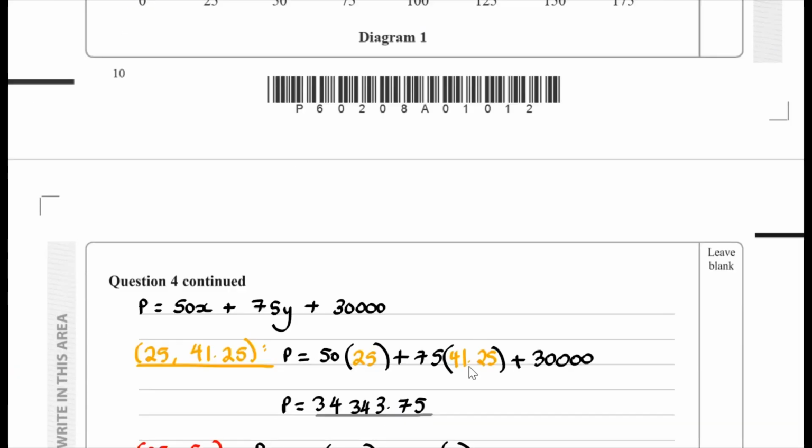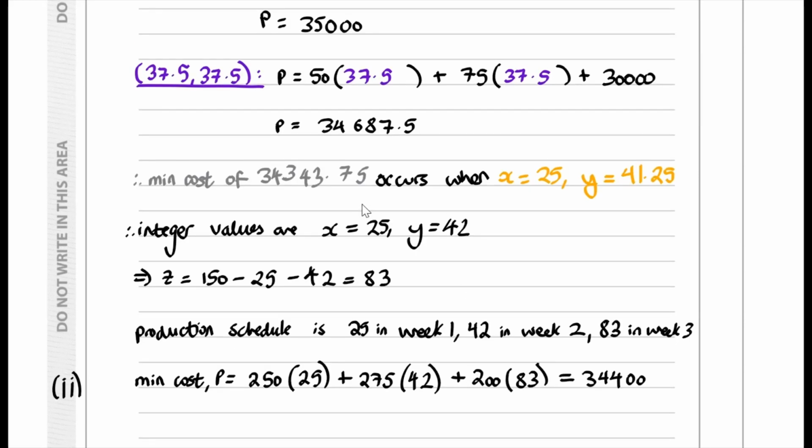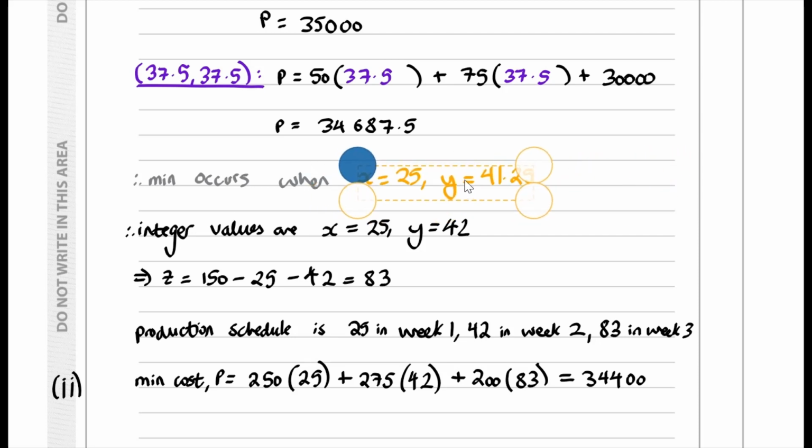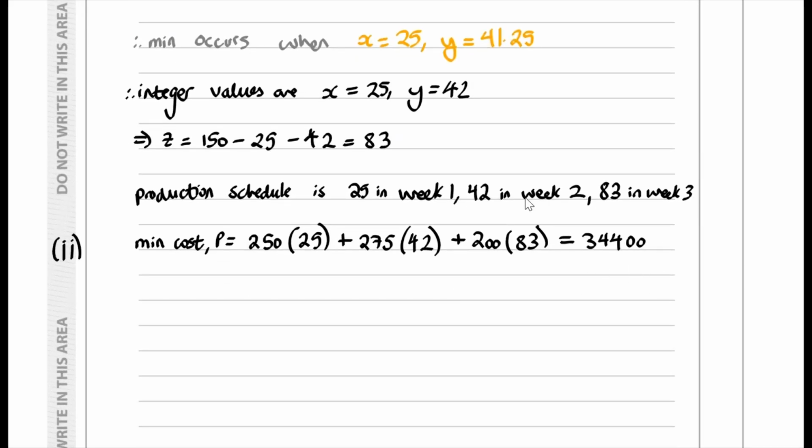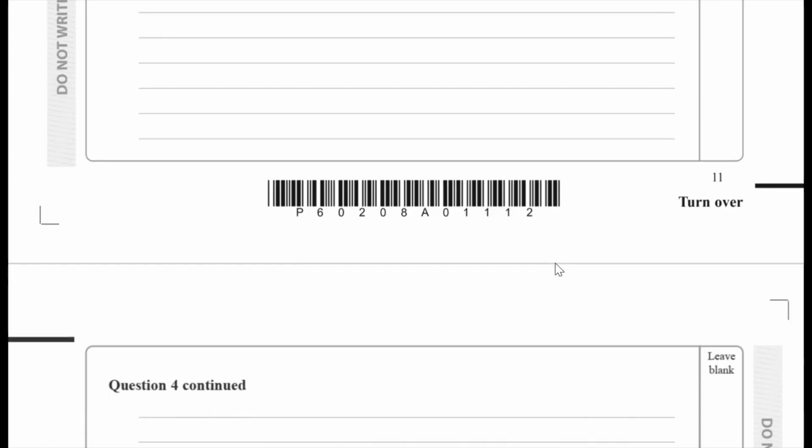Okay, and I think it would help if we write this instead as that the minimum occurs when x is 25 and y is 41.25, and then we found that the total minimum was this amount over here. Okay, so that's essentially it.